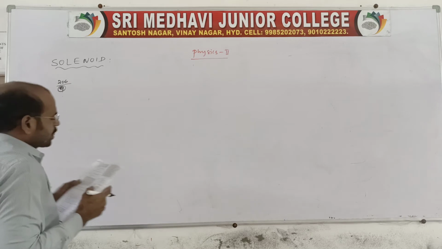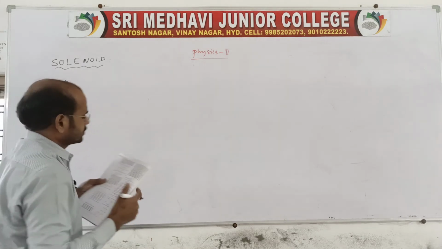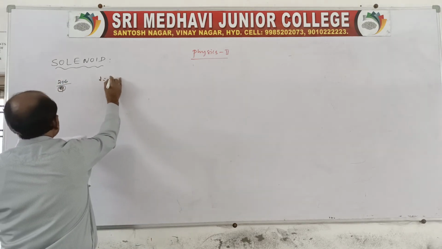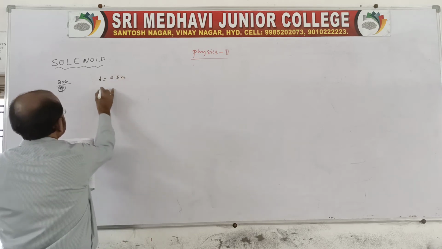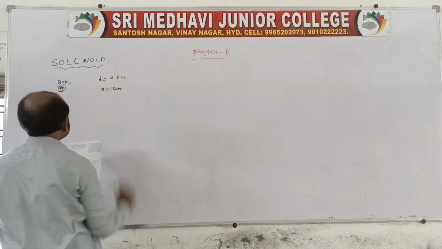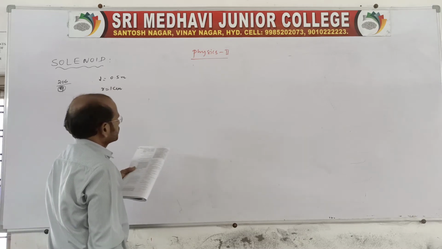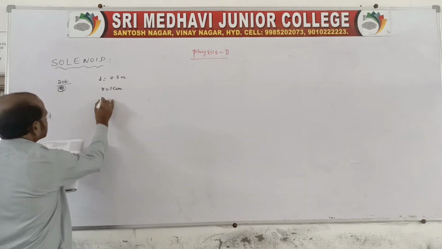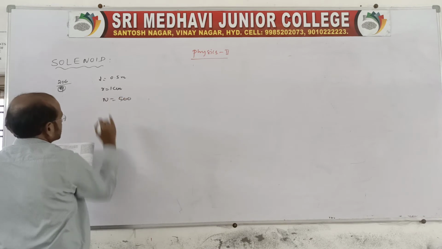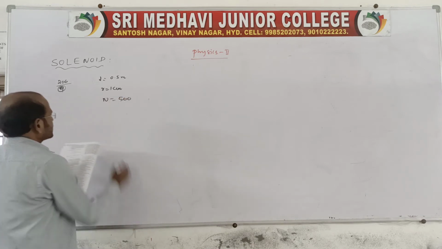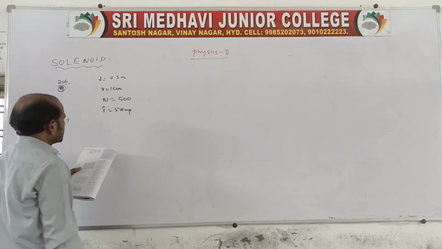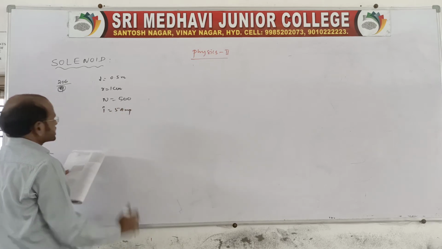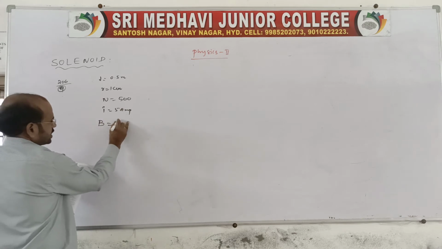Look at a solenoid. The length is given as L equals 0.5 meter, the radius is given as 1 centimeter, and it is made up of 500 turns. It carries a current of 5 ampere. What is the magnitude of the magnetic field inside the solenoid? That is, at the center of the solenoid, it is asking.